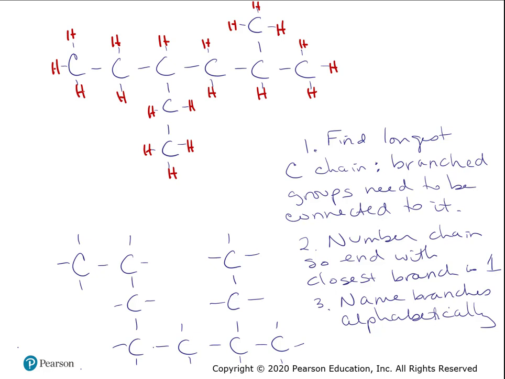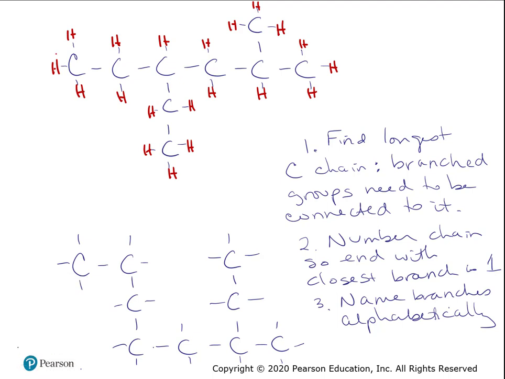So I want you to look at it. There are 6 carbons across off of the next to the last carbon. There's a carbon sticking up. Off of the 3rd carbon, there are 2 carbons hanging down. What's the longest carbon chain? What do you see? 6? Anybody see more than that? No. So 6 it is.